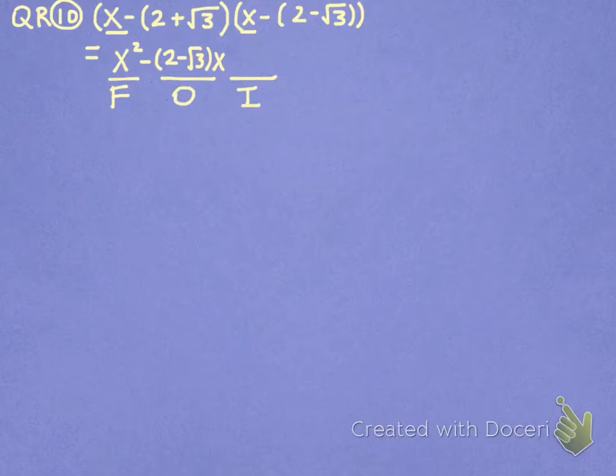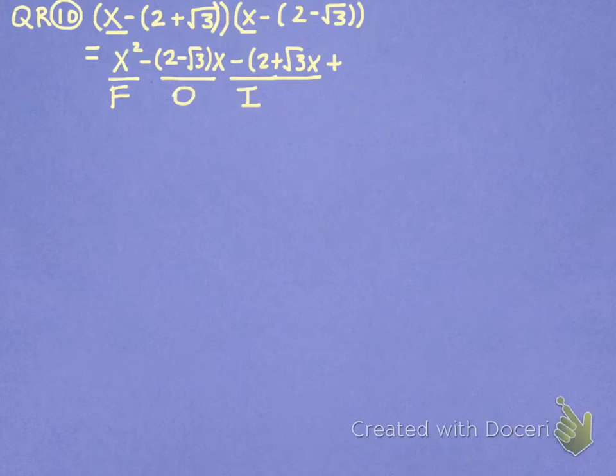And then our inner product is minus (2 plus the square root of 3), and I left a parenthesis off there. So I record that, just like if that was a 4, I just record it at this point, and then tack the x onto it. So that's my inner product. And then I have to multiply to get my L term, which is minus (2 plus the square root of 3) times minus (2 minus the square root of 3). So a minus times a minus is a plus.